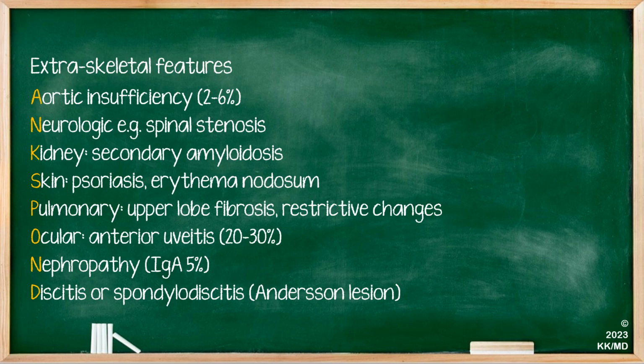Psoriasis may be present, and in a later slide set we will be talking about psoriatic arthritis, but psoriasis can be present in the presence of axial spondyloarthritis, as well as other skin conditions such as erythema nodosum. There may be pulmonary involvement with specifically upper lobe fibrosis and restrictive changes. We've already mentioned uveitis, and this can affect up to 30% of patients. In rare cases, there may be an IgA nephropathy. And finally, there may be the presence of discitis or a spondylodiscitis, and this is known as an Anderson lesion.